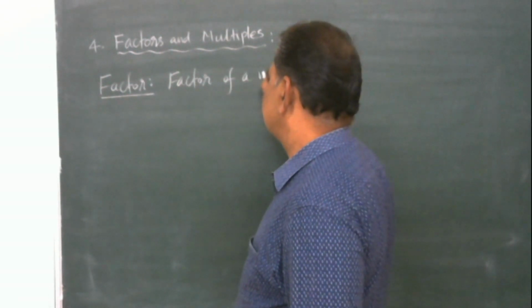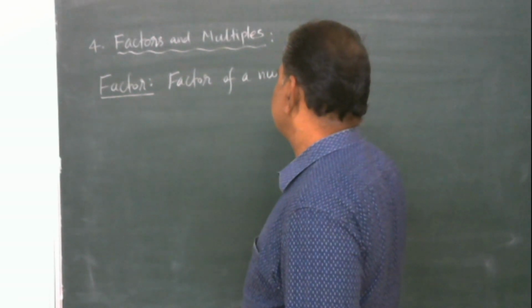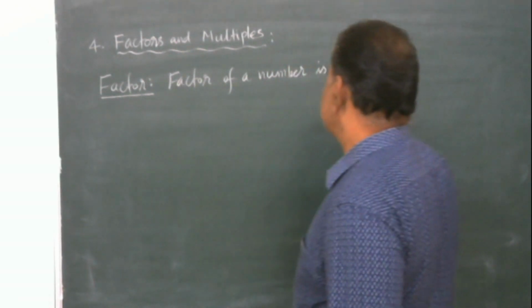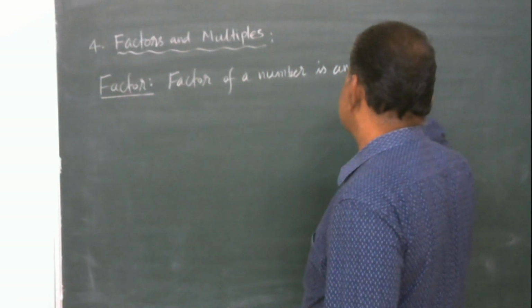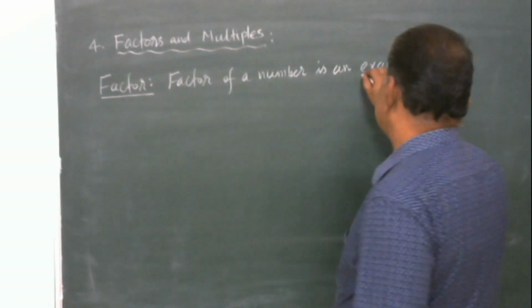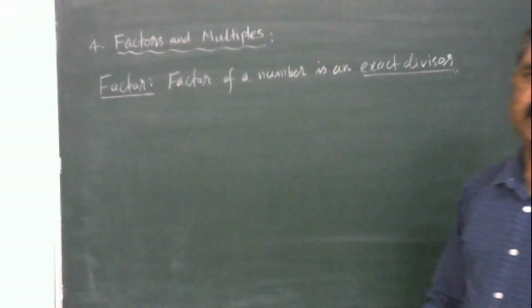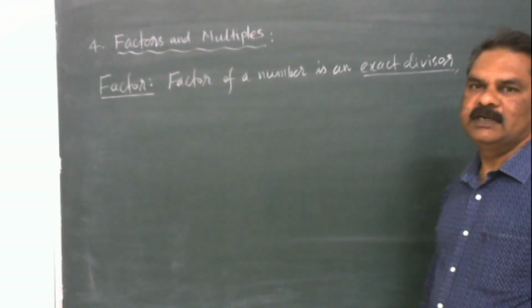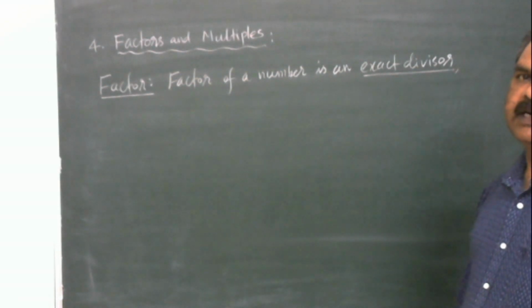Factor of a number is an exact divisor. Exact divisor means it divides the number completely without any remainder.